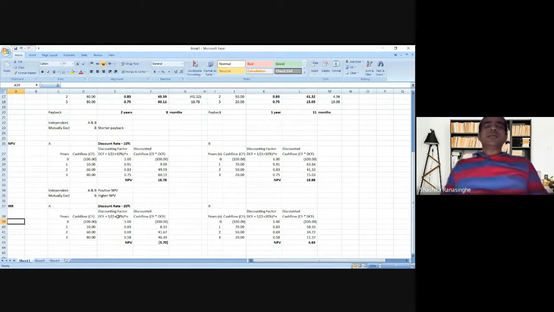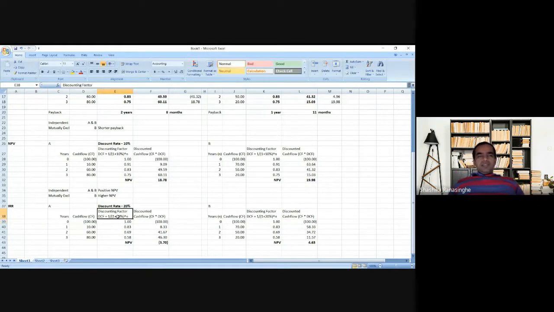Under IRR, you have to calculate net present value at two different discount rates. So I'm using 10%, what happens, and then 20%, what happens. Now what are your observations? What happens to NPV when you increase the discount rate?